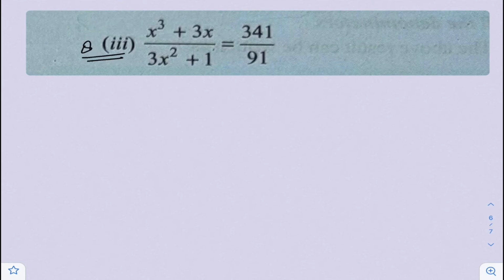Now we are coming to question number 8, and we have selected the third part of this. I think the rest of the parts of question number 8 are very easy. Now this question is not looking like we can apply componendo dividendo here, because numerator and denominator are not looking the same. There is no plus and minus sign, but still I'm telling you we have to apply the same rule here, and there is a reason behind it.